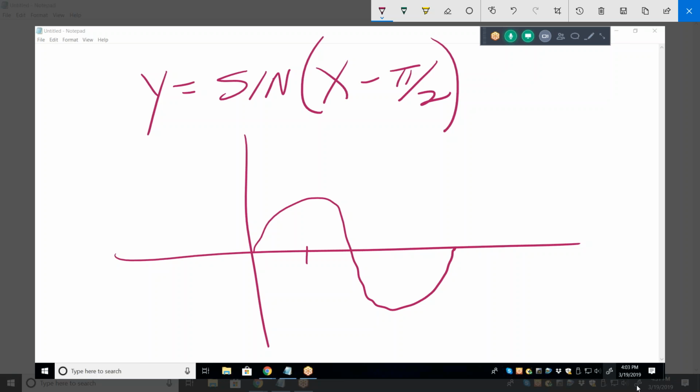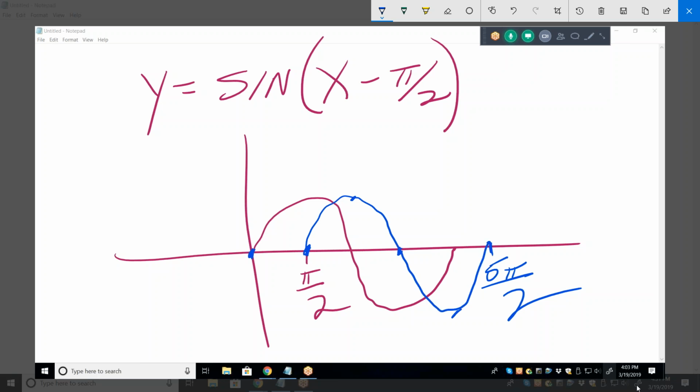This one needs to move to the right by pi over 2. So instead of starting here, I'm going to start right here, and I'm going to go to 5 pi over 2, because I know the period didn't change. So the period is still 2 pi. And when I get to right there, I need to be there. So that's what this curve would look like. The sine curve shifted to the right.